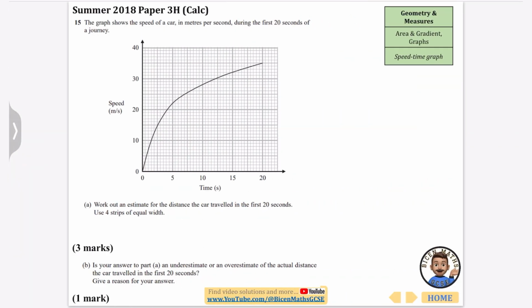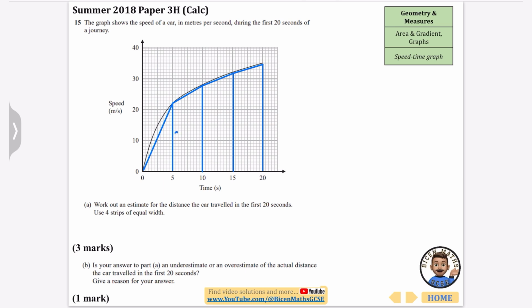So we've got another speed time graph. It says the graph shows the speed of the car in meters per second during the first 20 seconds. Work out an estimate for the distance travelled in the first 20 seconds using 4 strips of equal width. So very similar to before, we'll do some straight lines at all of these different points that we've got here. And the first one is going to be a triangle, and then we have a trapezium, and a trapezium. You can see this time it's going to be an underestimate because all of them have gone down.